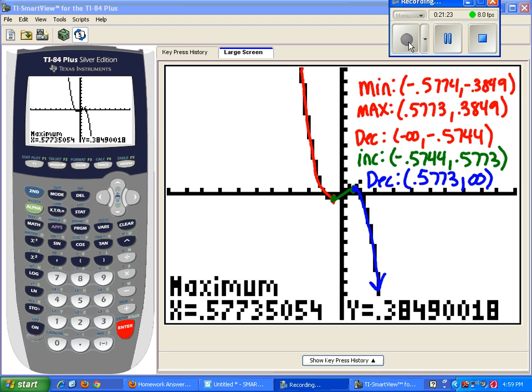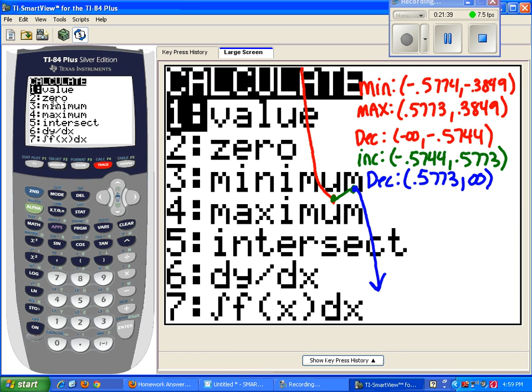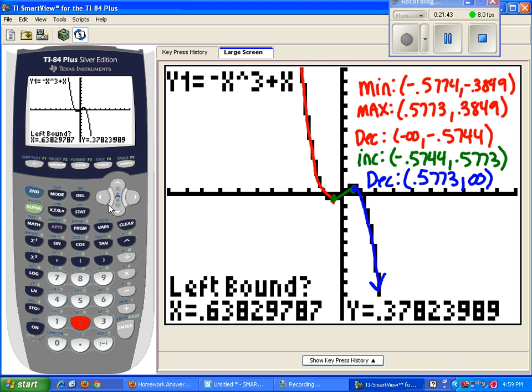So then the next thing we want to find is our intercepts, so our x-intercept and our y-intercept. For the x-intercepts, we can use our calculator to help us find them. On your calculator, if you hit second trace, and notice you have the 0 button there, number 2, we can use that to help us find the zeros.